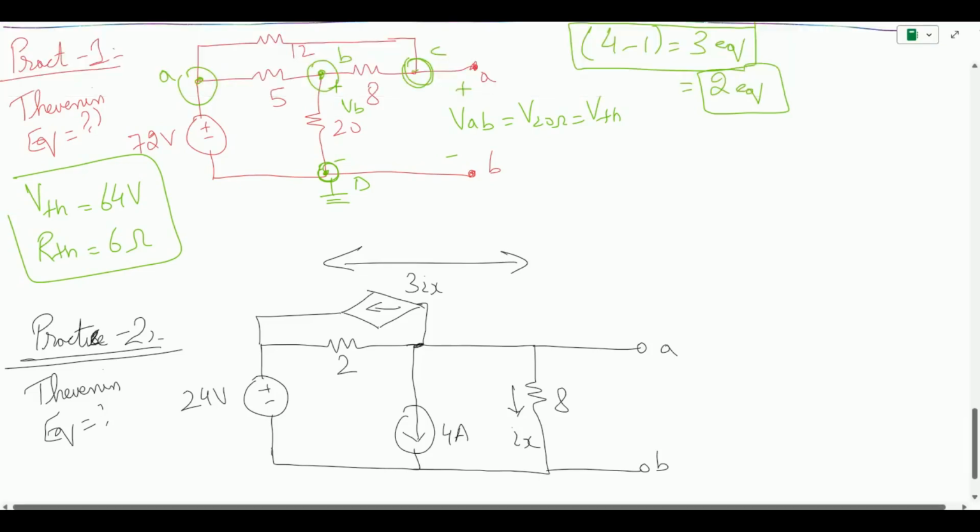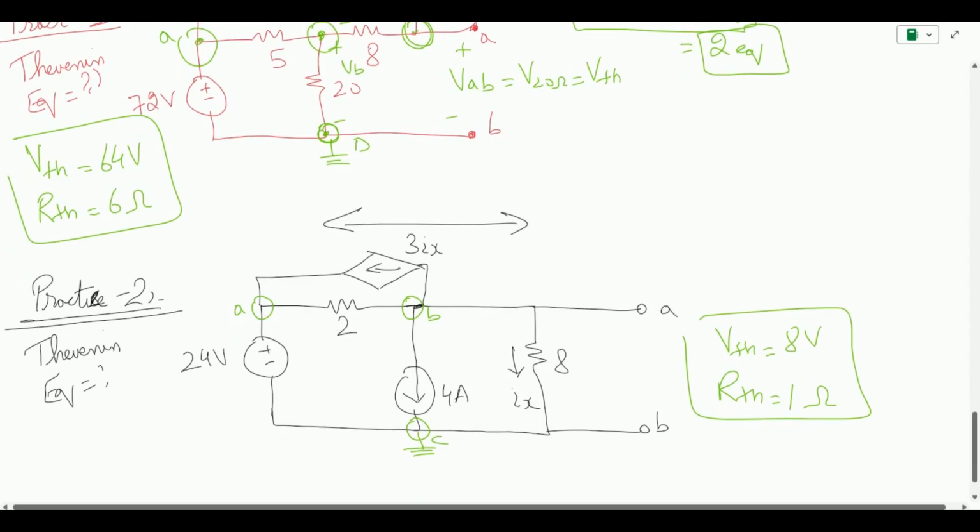Just to give you a hint, you can have this as essential node A, this as essential node B, and then you just note a grounded essential node 3. The V Thevenin and R Thevenin for this case comes out to be 8 volts and 1 ohm. So have a go at this question as well, because dependent sources, based on the previous feedback of the students, seem to be complicated to solve compared to the independent sources.